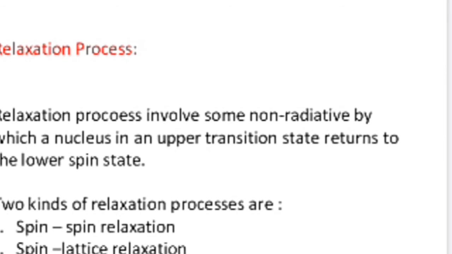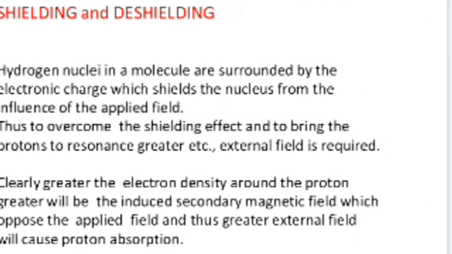If the relaxation process is non-radiative, a nucleus in an upper transition state returns to the lower transition state. There are two kinds of relaxation processes: spin-spin relaxation and spin-lattice relaxation.